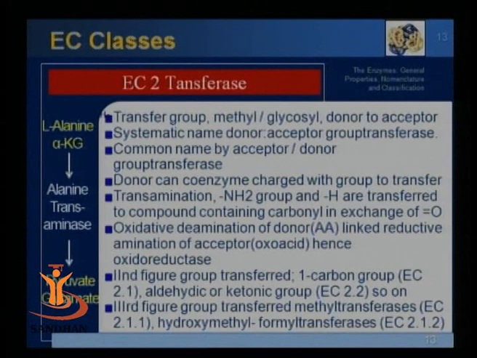Now, the third set of data, that is the third figure, indicates the group transferred. If it is methyl transferases, then 2.1.1. If it is hydroxymethyl or a similar type of formyl transferases, then it is number 2 at the third place. Likewise, this is how enzymes exemplified by alanine transferase belonging to the group of EC 2, the transferase group of enzymes, is described.